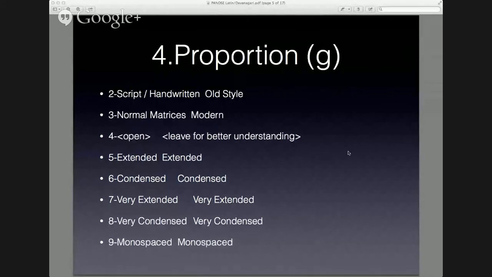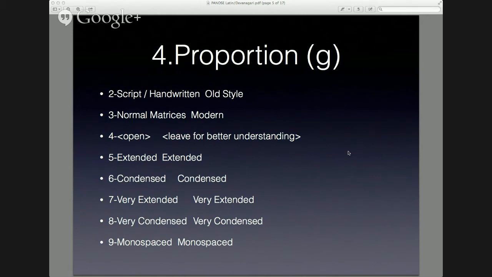And so the proportion, that's a geometric one, and it has to do with two things in proportion. One is whether you have an extended or condensed face. So if you have a narrow font or particularly wide font, that would fall into those 5, 6, 7, 8. 9 is reserved for monospace fonts like Courier and line printers.